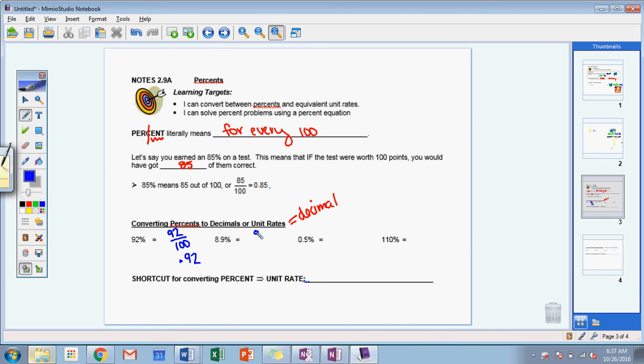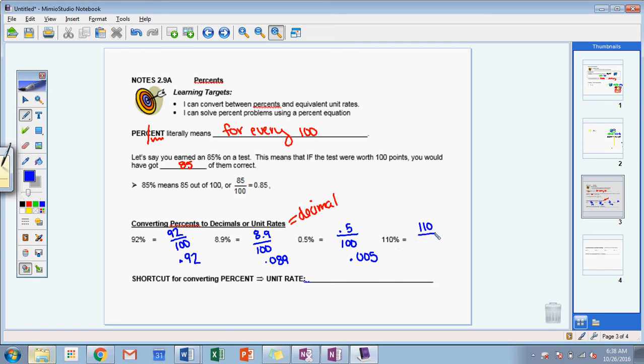Okay, so let's take the next one. We have 8.9%, so that means 8.9 out of 100. Same thing, pause me, type it into your calculator, and you should get 0.089. Next, if you get 0.5%, oh my gosh, that's awful. Can you imagine if you got 0.5% on a test? Yikes. So you get 0.5 out of 100, pause me, divide those two things. 0.5 divided by 100 gives you 0.005.